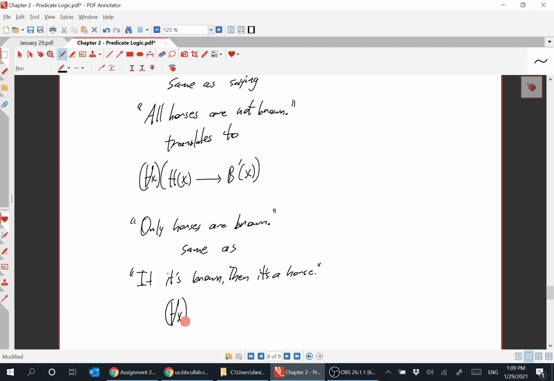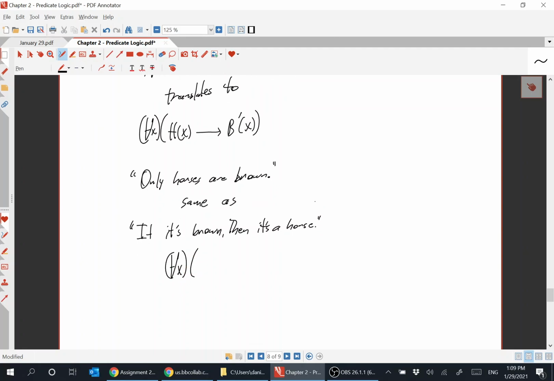Right, so this is for every X, what? If it's brown, then it's a horse. Right? BX implies HX. Or you could also say for every X, if it's not a horse, then it ain't brown. Either way, if it's not a horse, then it's not brown. Right, that's the contrapositive. The contrapositive is that P implies Q is the same as not Q implies not P.